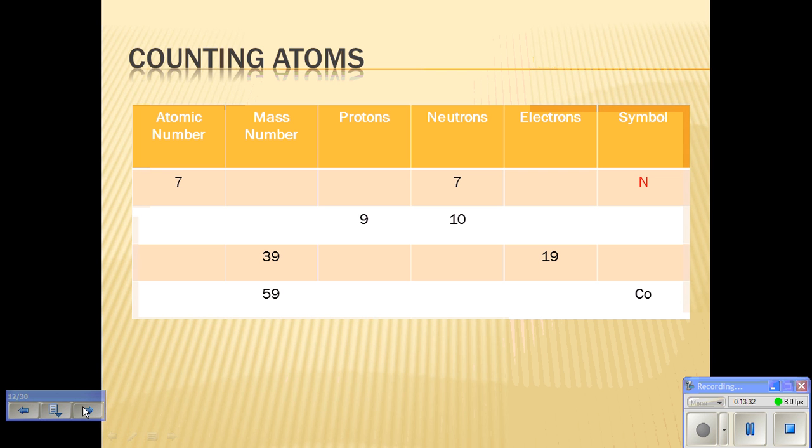We know that the atomic number is the number of protons. We're talking about neutral atoms, so that means there must also be 7 electrons. And then the mass number is the protons plus the neutrons, so we have 14. You can practice with these other 3, and we'll look at those in class tomorrow.